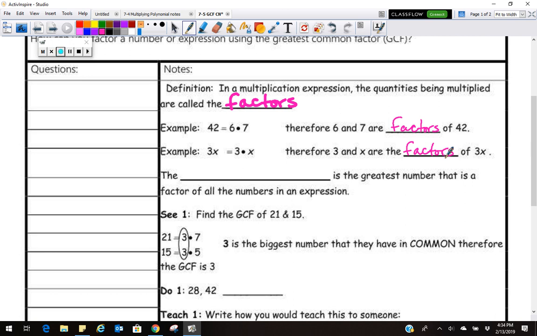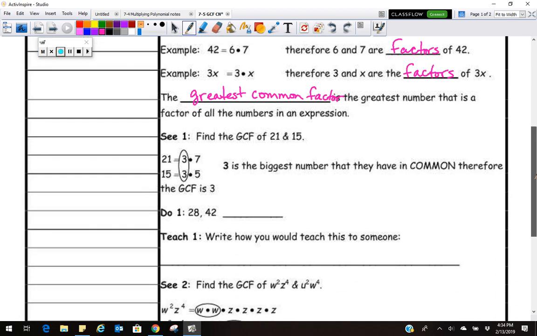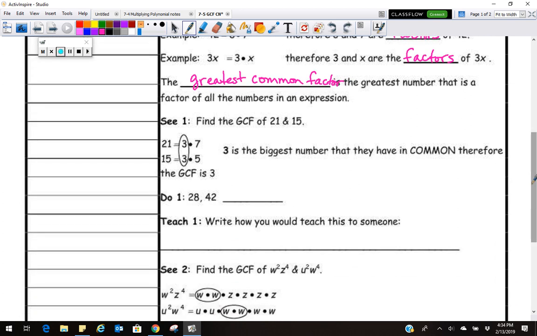The greatest common factor is the greatest number that is a factor of all the numbers in an expression. So, first example, find the GCF of 21 and 15. So you can see here we have listed out the factors of 21 and 15, and you can see that the one they have in common is 3.